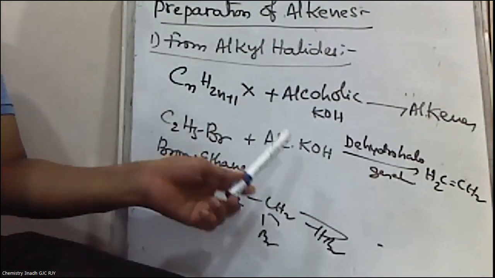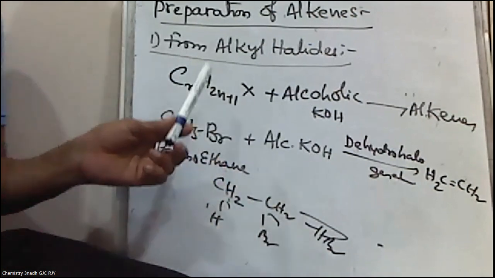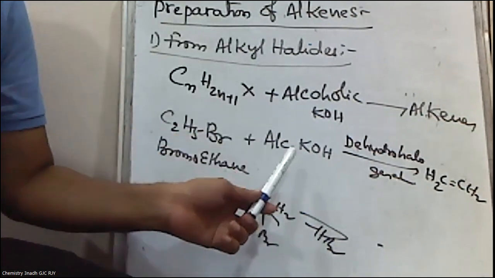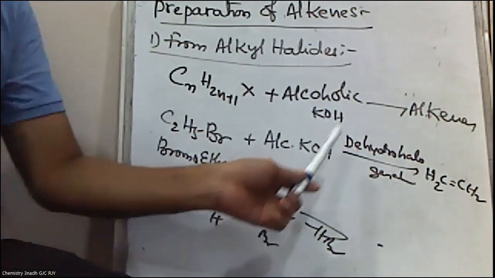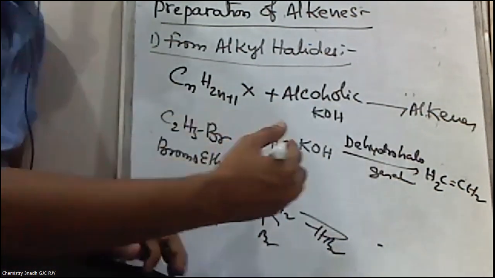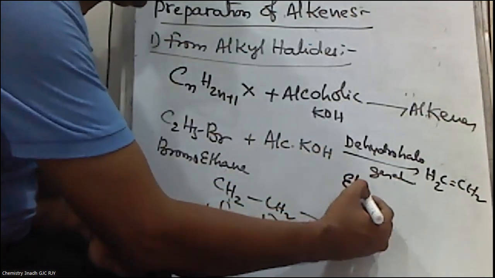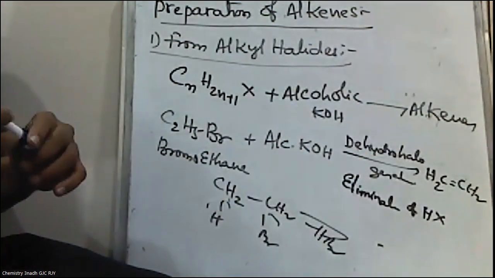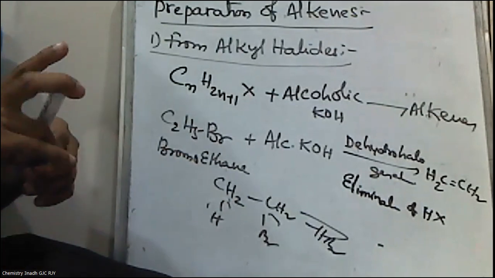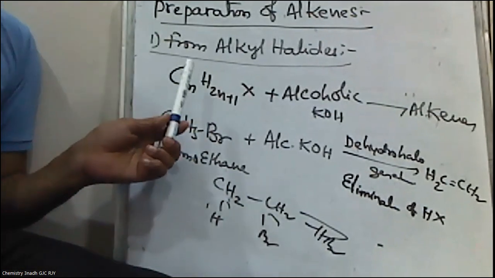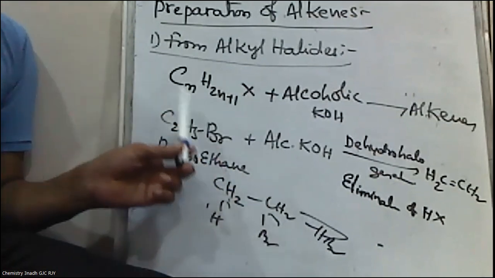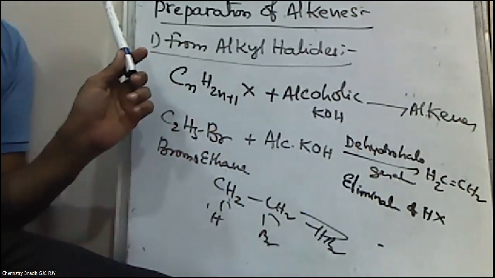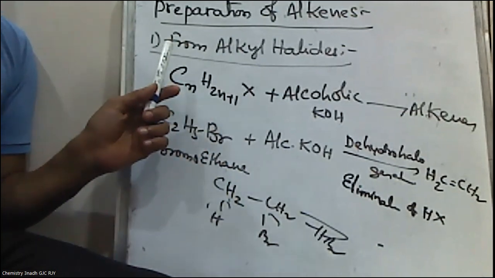dehydrohalogenation. When alkyl halides are treated with alcoholic KOH, dehydrohalogenation takes place. That is elimination of HX. Removal of HX takes place and alkenes are formed. So this reaction, we are calling it the dehydrohalogenation of alkyl halides.